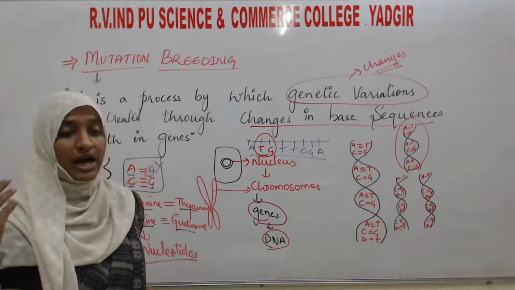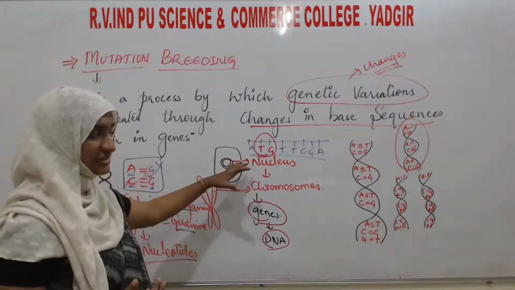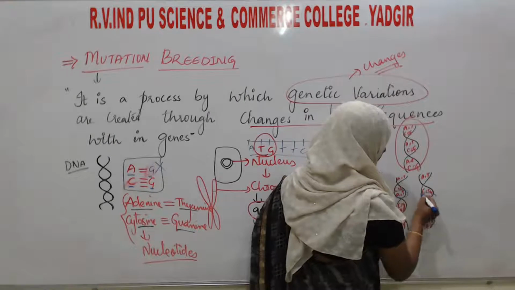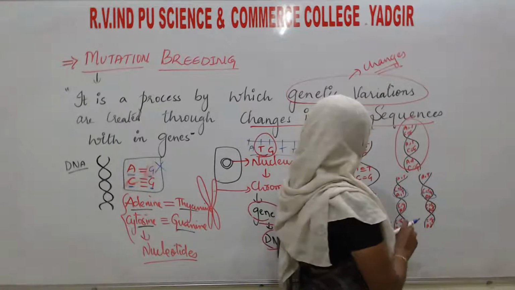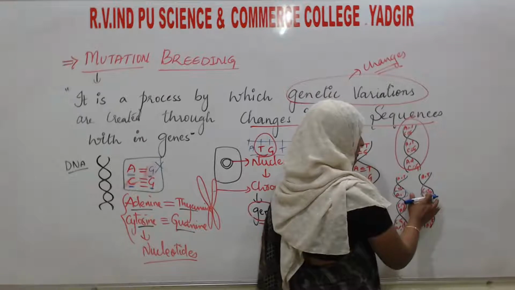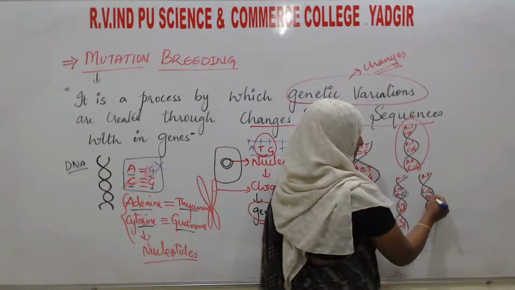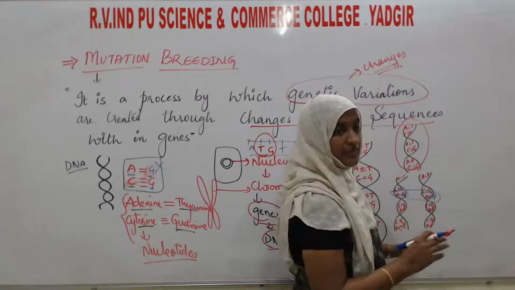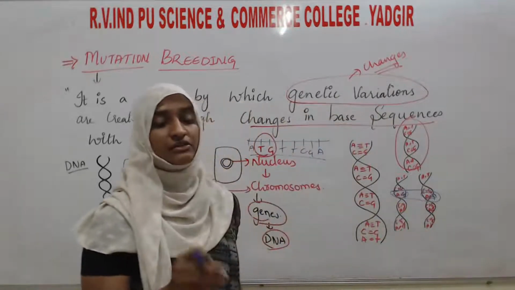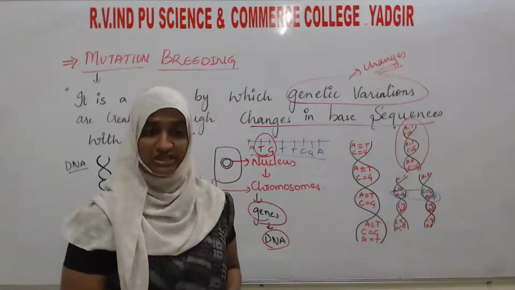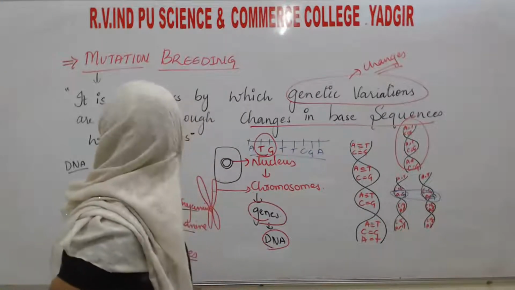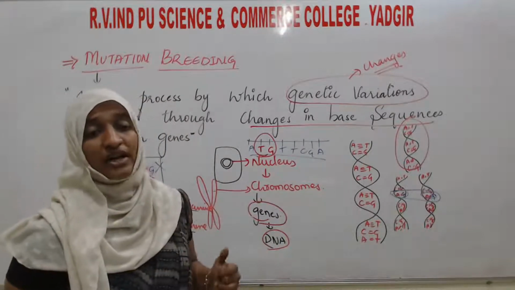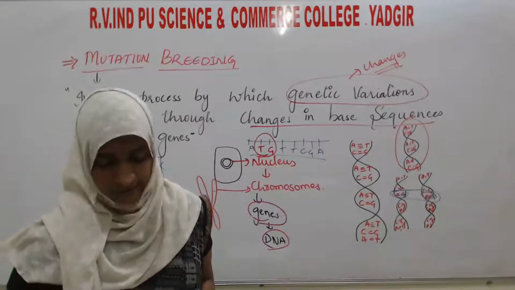So here, in mutation breeding, if changes like this occur, for example, you see here, this is the base sequence of two duplicated cells or DNA. If here something changes, and A pairs with G in this DNA, then that character is going to be disturbed and there will be a change in the particular trait. So what are the causes for these changes? Let's see here.